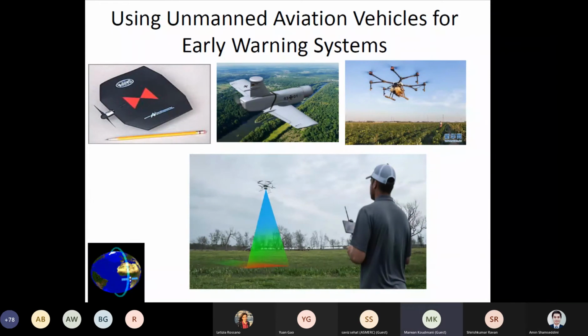And also using unmanned vehicles for early warning system. You can use drones for monitoring floods, drought, forest fires, and many kinds of disasters.